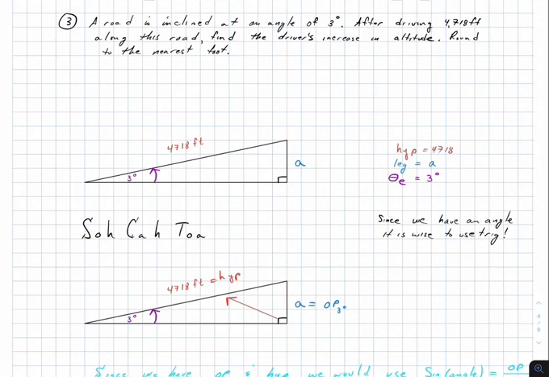Okay? So example 3. A railroad is inclined at an angle of 3 degrees. After driving 4,718 feet along this road, find the driver's increase in altitude. Round to the nearest foot. Okay? So, I've already drawn out the picture, right?